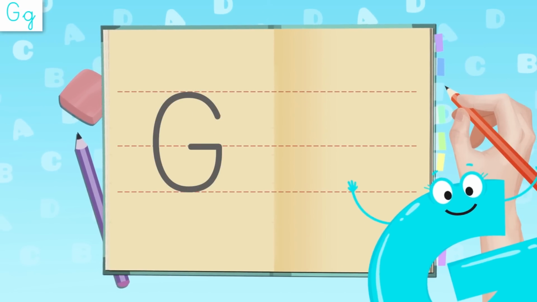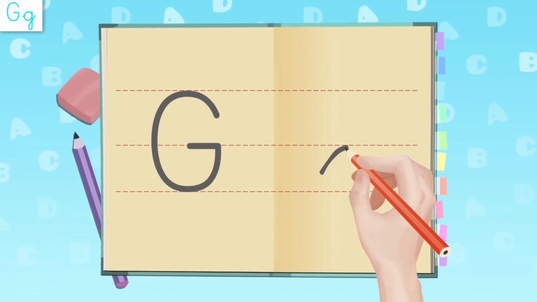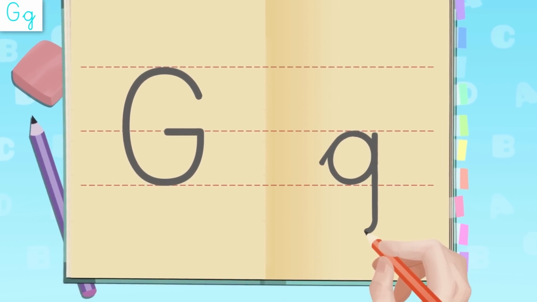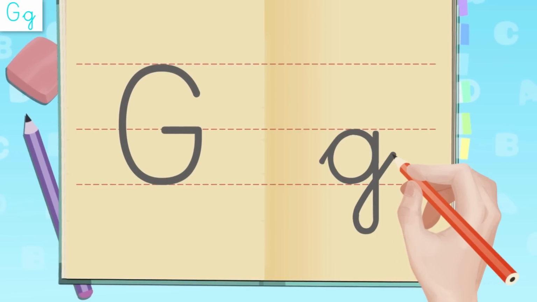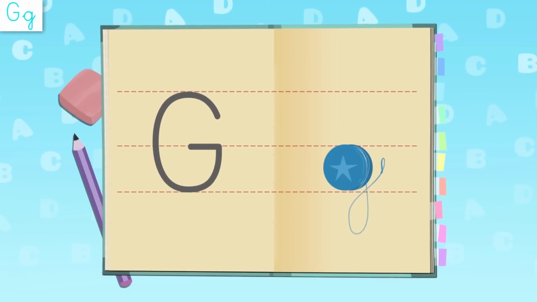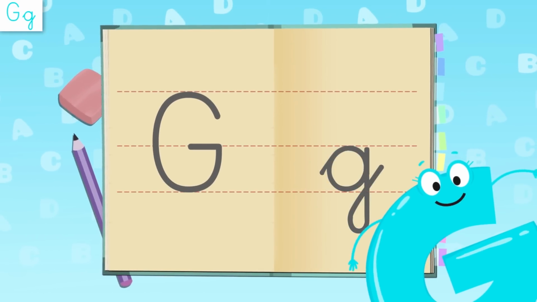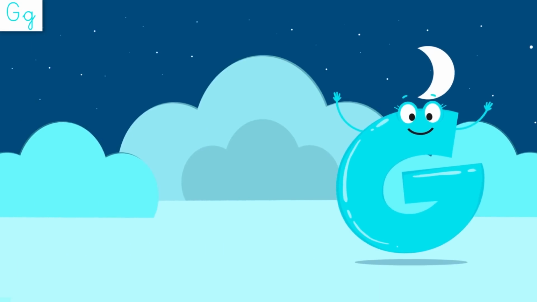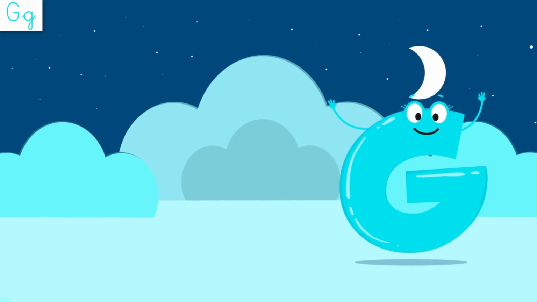Let's try the lower caps. We draw a circle and now a line that goes down and up into a loop. There you go. Look, I look like a yo-yo. Try it at home with pen and paper. It's super easy. Let's look at the words I'm in.